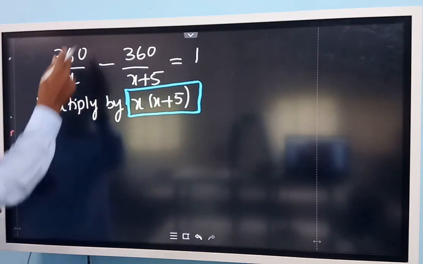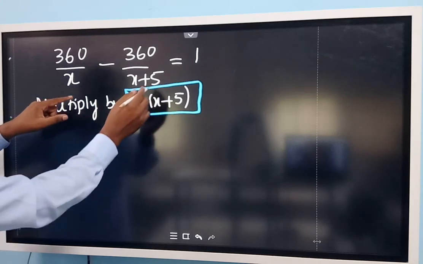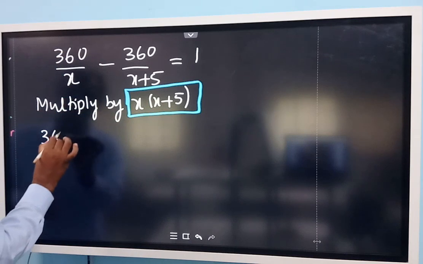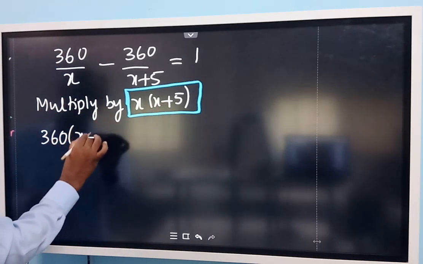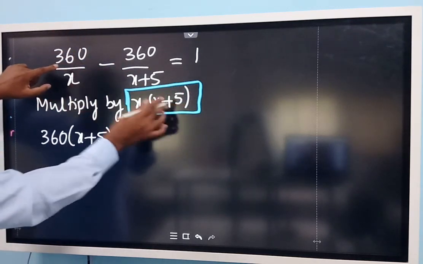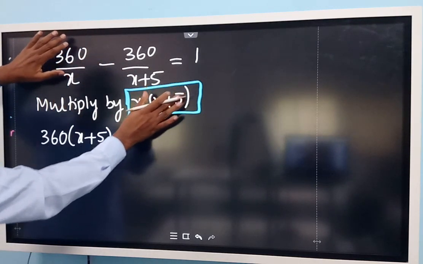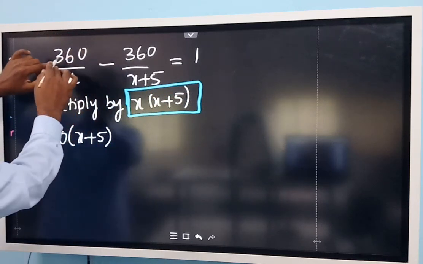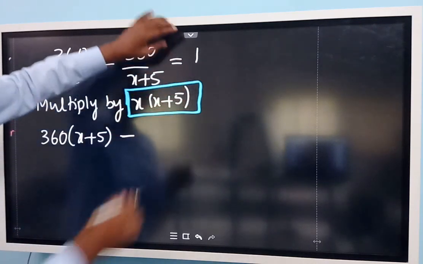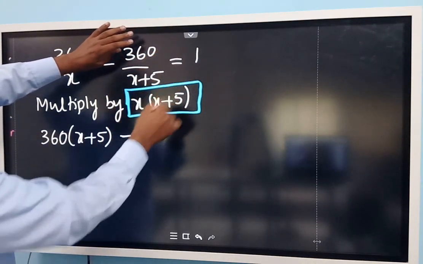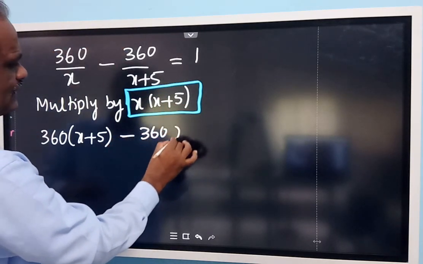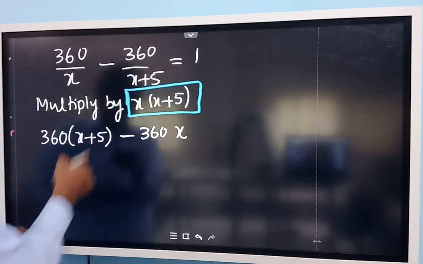See what happens. When you multiply this 360 by x to this one, x and x get cancelled. What remains here? 360 into x plus 5 will remain. Then write this minus sign, multiply this one, take here and keep here and cancel this one. x plus 5 cancels. What will remain? 360 into x, 360x, because x plus 5 cancels.